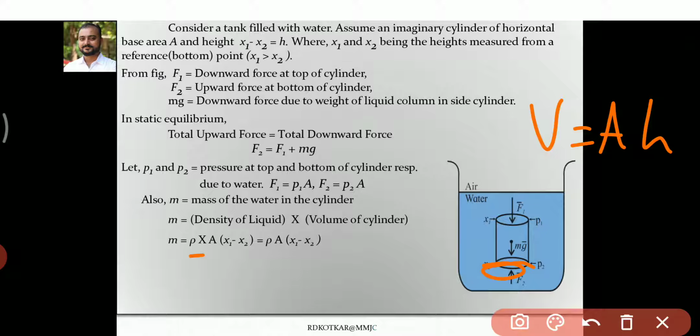So what is the area? The area is A, and what is the height? That is x1 minus x2. So by substituting all these values we get the relation m equals rho multiplied by A into (x1 minus x2).